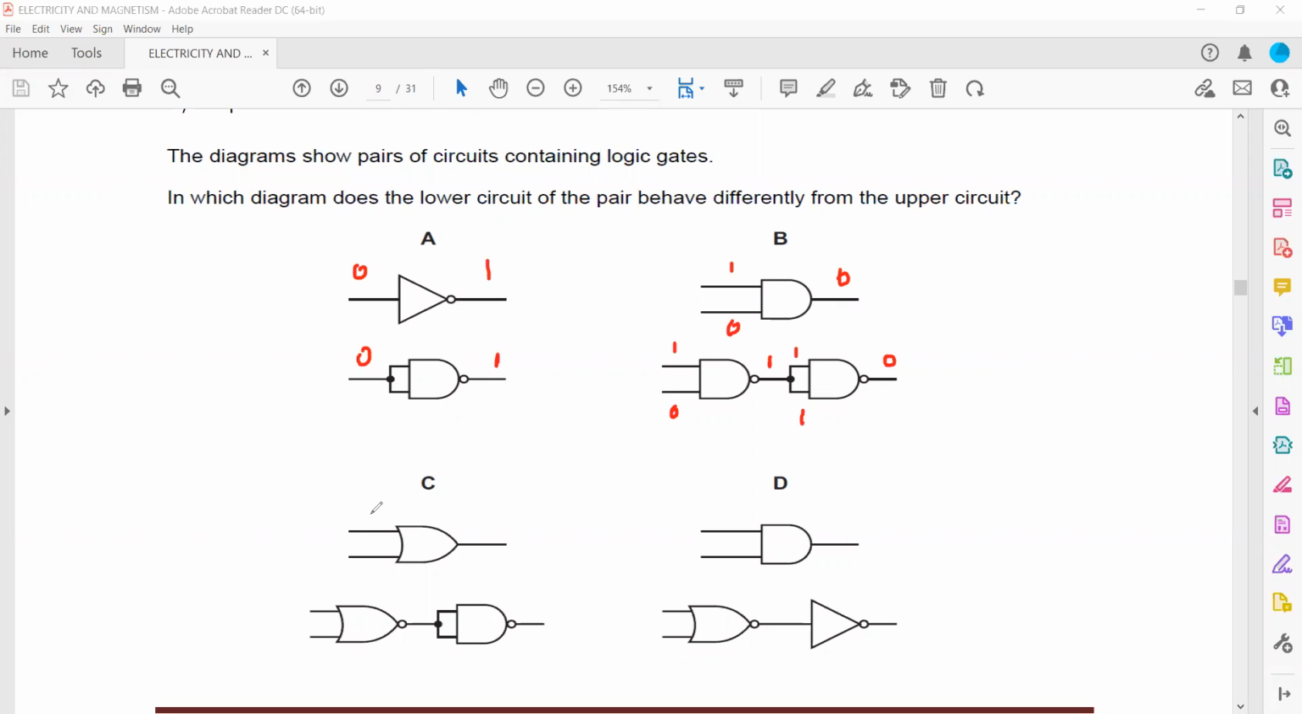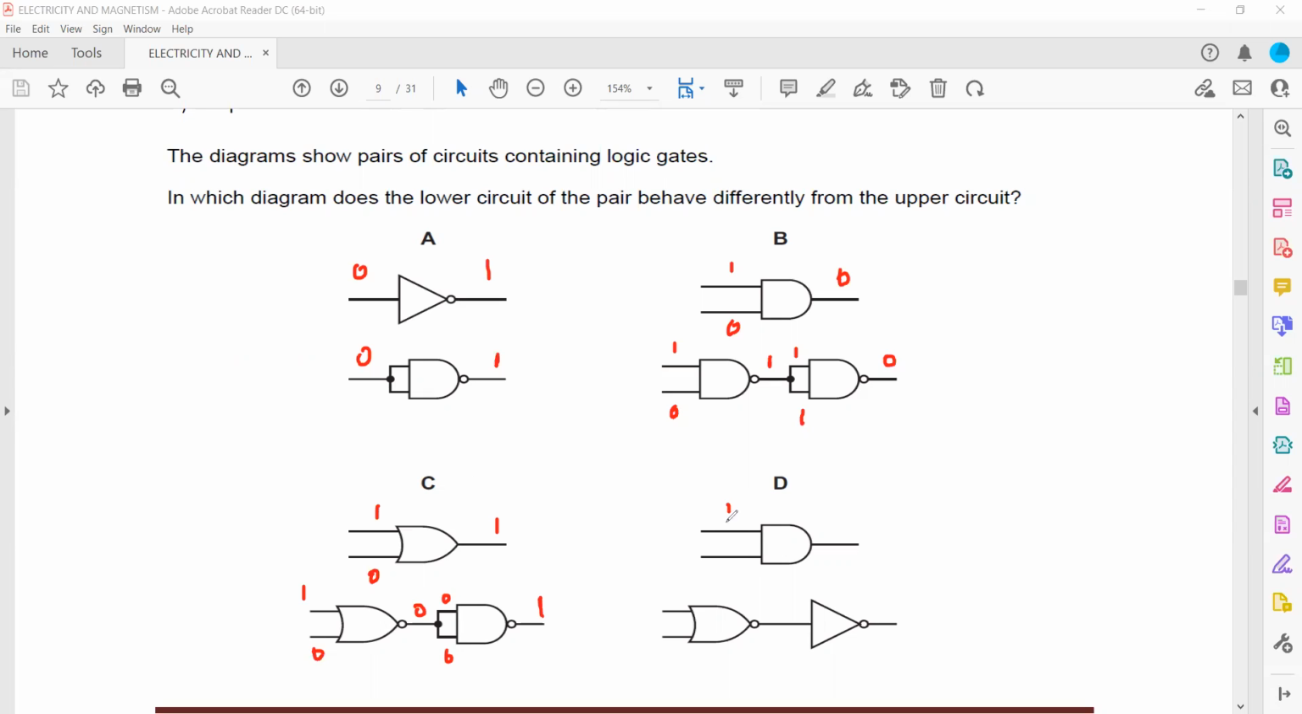When we check this one, if it is 1 and 0, so 1 and 0, it will be 1, and this is 1 and 0. So this will be 1, passes through inverter, make it 0, and 0 into 0, make it 0, passes through inverter, make it 1. So both are acting in the same way.